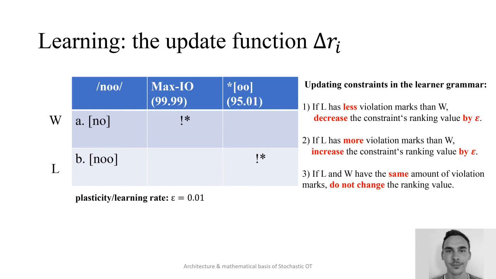And we can quickly apply this to the markedness constraint *00, which hasn't been updated yet. L has more violation marks than W, so we increase the constraint's ranking value by epsilon, in this case 0.01, and we end up with the value 95.01. I want you to remember that this part only describes how learning works in the GLA. The ranking you see here does not necessarily decide which output candidate is produced, because the constraints display evaluation noise, and therefore the selection points have to be picked out before the output candidate can be decided.